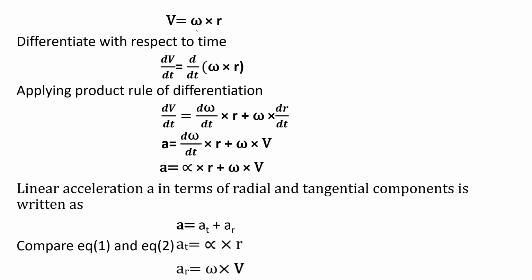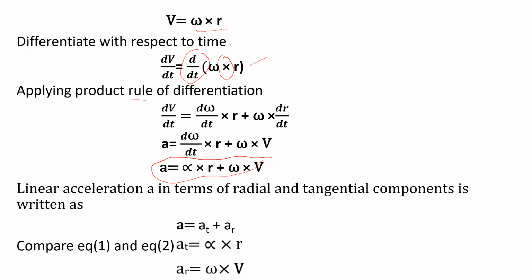V is equal to omega cross r. Differentiate both sides with respect to time. As we already know from our basic classes, when there is a product between the two things and we are applying differentiation, then we have to apply the product rule. The product rule gives dv over dt is equal to d omega over dt multiplied by r plus omega multiplied by dr over dt. When we write it in the last form, that is a is equal to alpha multiplied by r plus omega multiplied by v.